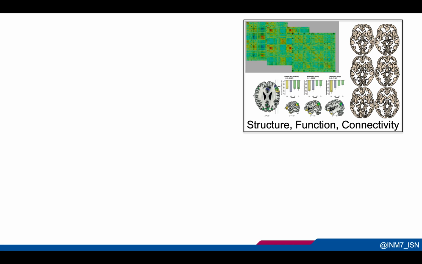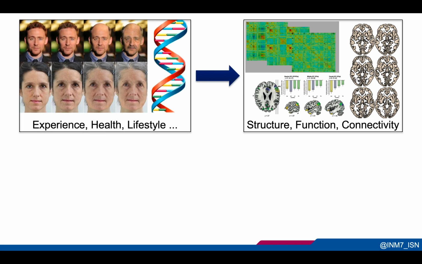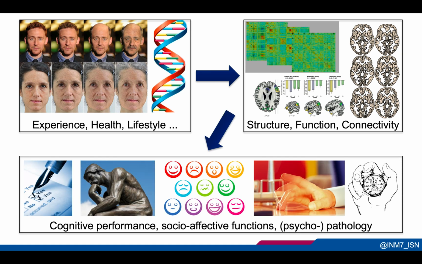And so one of the biggest overarching questions in our field is, how do these variances relate to factors that we would suppose are influencing them, such as age, gender, genetics, but also experience, health, and lifestyle? And on the other hand, critically, how do individual variations in brain structure, function, and connectivity then shape individual behavior? So the differences between people in terms of cognitive performance, social affective functions, or psychopathology.